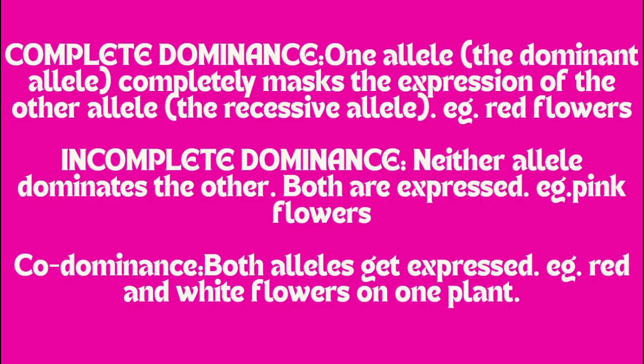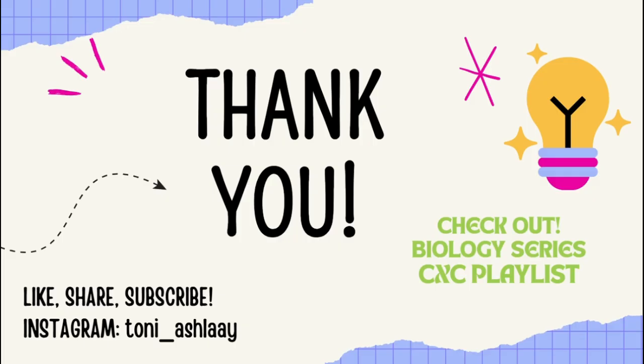For codominance, both alleles get expressed. So for example, if a red parent and a white parent have offspring, and on that one plant we realize that it has both yellow, white, and red flowers, right? That's codominance because both of them are expressed in that case. Anyway, so that's basically it.